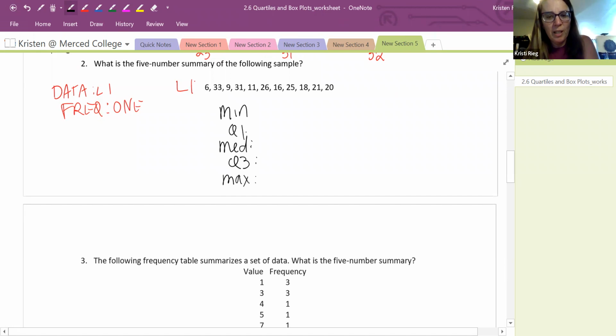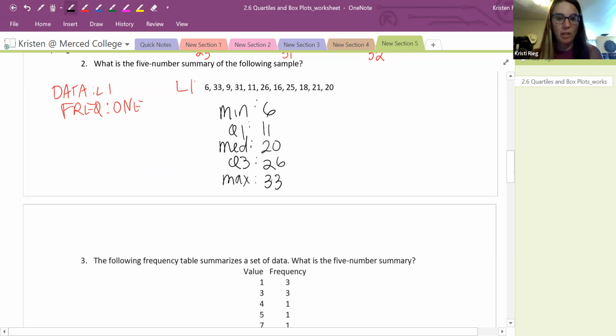We didn't need to do anything in number order. We didn't need to do any counting. In fact, it takes longer to write out all those words than it does to actually write the numbers. Okay, so I see that my minimum is 6, Q1 is 11, median is 20, Q3 is 26, and my maximum is 33.